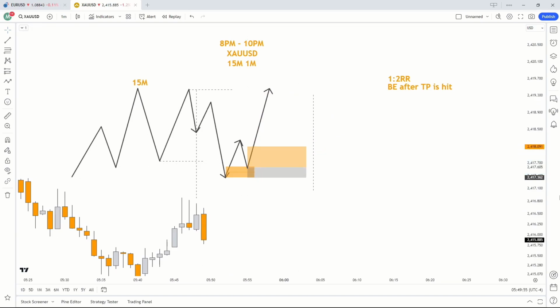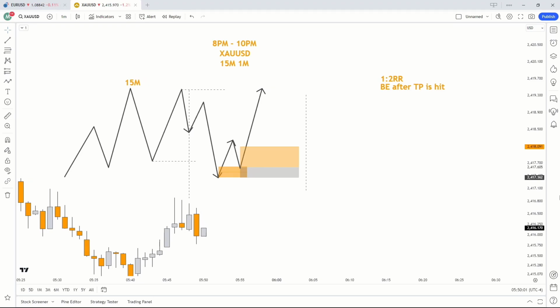Now I'm going to hop onto the real market on gold and show you guys a couple examples of the strategy playing out and just showing you how often it works and how good the win rate is. Make sure you guys don't skip this part, as you will miss out on crucial information I'm going to share with you guys. So let's get straight into it.